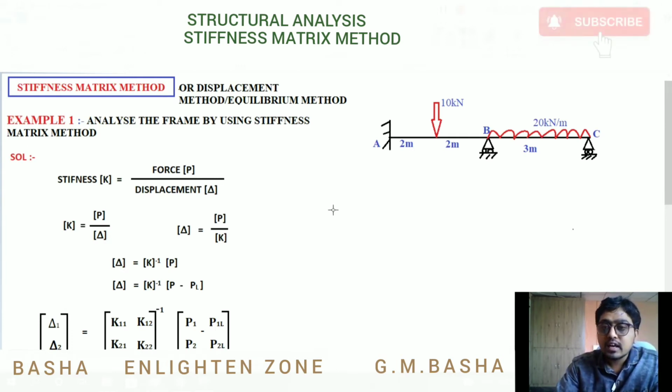Here the basic unknowns are the displacements. That is the reason this method is also called the displacement method. While solving the problem, equilibrium equations are formed and solved. That is the reason this method is also called the equilibrium method. Here our basic unknowns are the displacements for solving this type of stiffness matrices. Please remember that one. Our basic unknowns are displacements.